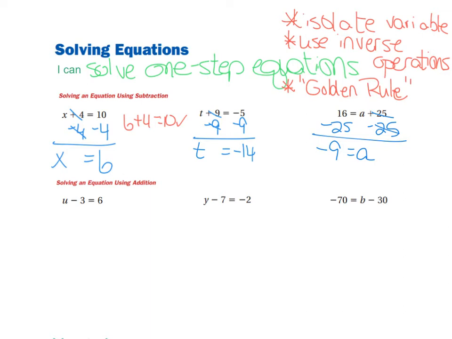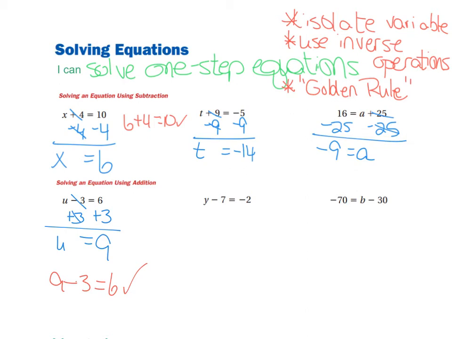Same idea if the original operation is subtraction; the inverse operation is addition. U minus 3 equals 6. I'm trying to isolate u. I have minus 3. My inverse operation is plus 3. Whatever I do to one side, I do to the other. Bring down the u, not the 6. A minus 3 and a plus 3 goes away. Bring down your equal sign. 6 plus 3 is 9. Don't forget you can check these. If I do 9 minus 3, I get 6. It checks. Okay? Next one.